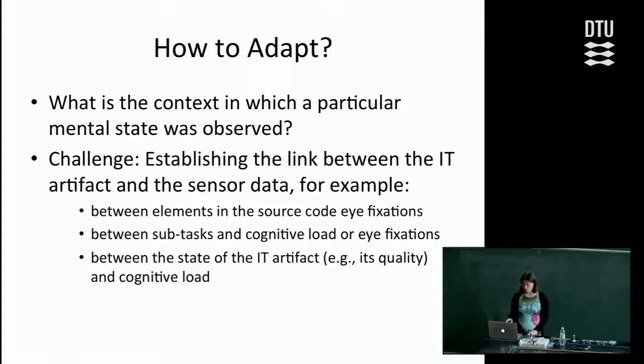Then it's also relevant to know which subtasks a user is engaged in. Is the user testing? Is he reading the source code? Is he refactoring? So what could the challenge be about? And since we know that the IT artifact itself could influence cognitive load, it's also interesting to know the quality of the artifact. Is the source code very clean and very nicely written? Or is there maybe a need to do some cleanup in order to be better able to read the source code? So there are a lot of, I would say, unaddressed challenges in here.